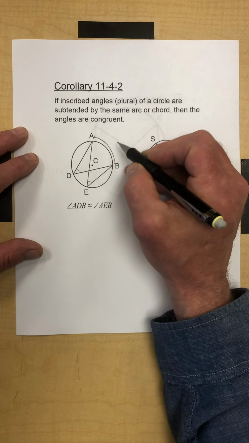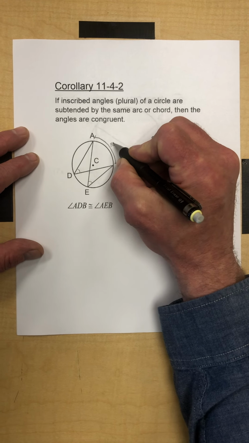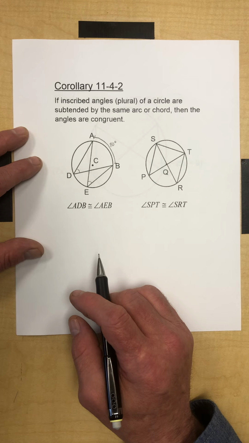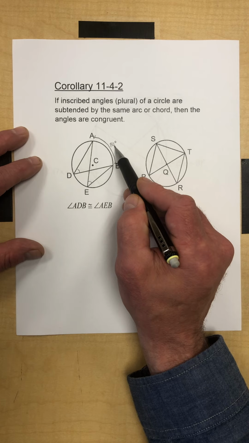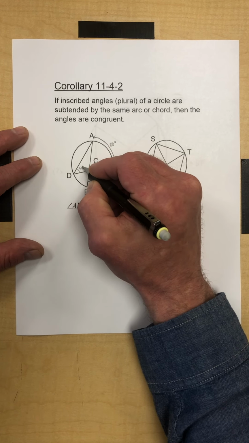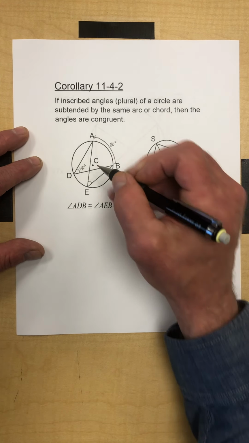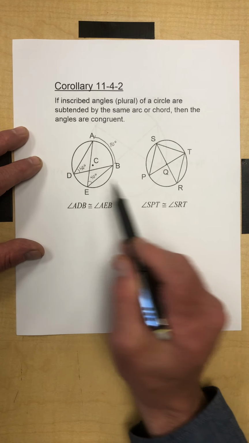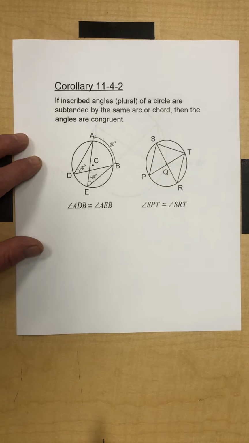So let's suppose that arc AB measured 80 degrees. Well, we know that an inscribed angle is always half the measure of its intercepted arc. So inscribed angle ADB would have to be half of 80, so that would be 40 degrees. And inscribed angle AEB would also have to be half of 80, so that would be 40 degrees as well. So we have two inscribed angles that are both subtended by the same arc. That means they have to be congruent.